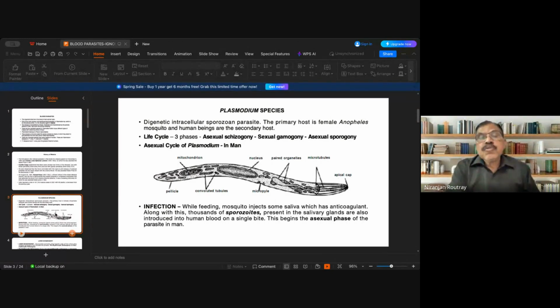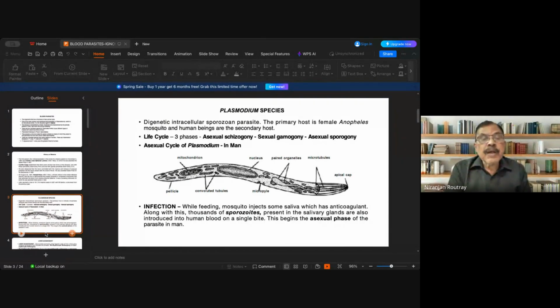Infection to a human being occurs in the form of sporozoites, and these sporozoites are actually present in the salivary glands of the female Anopheles mosquito. After the entry of the sporozoite into the blood during the blood meal by the female Anopheles mosquito, the asexual phase of the parasite begins.